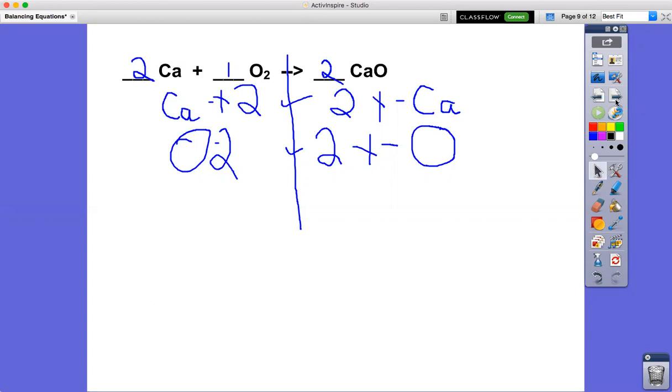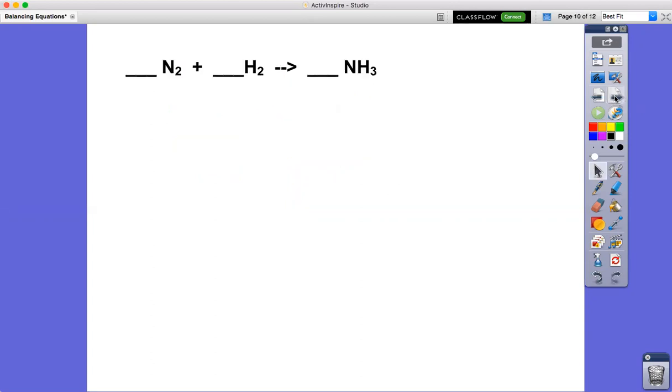No? Okay. Let's go do it. Next one. I wish y'all could jump in and do it. Okay. We're going to separate our reactants and our products. Put our elements down. And then we're going to put our elements over here in the exact same order.